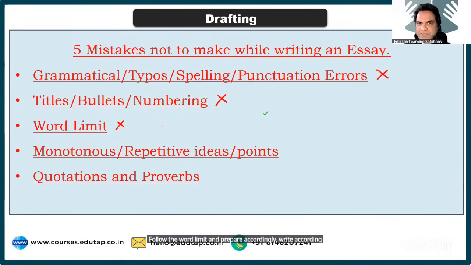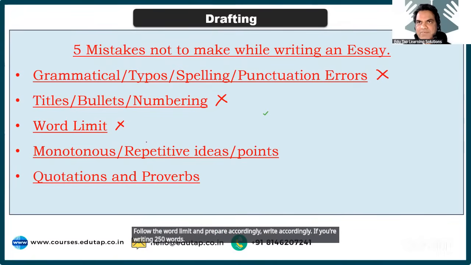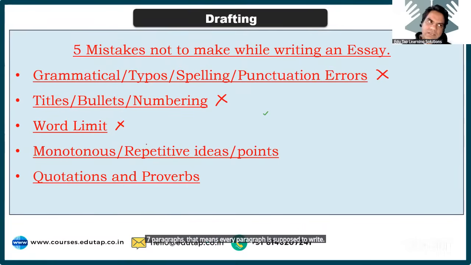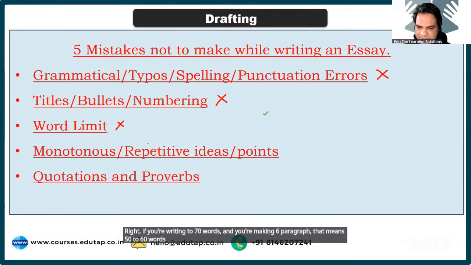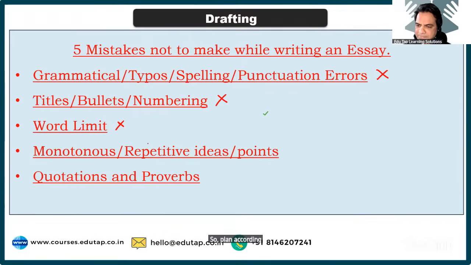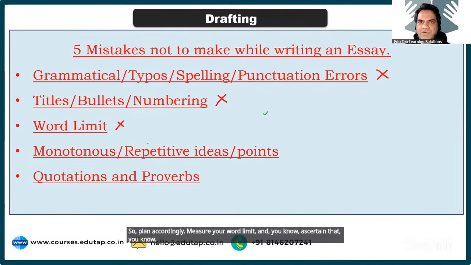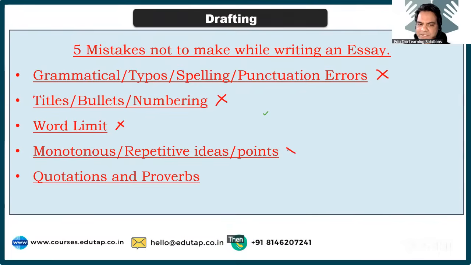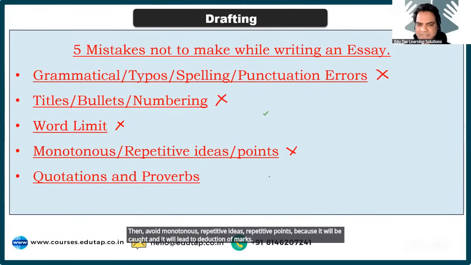If you're writing 250 words in 7 paragraphs, that means every paragraph is supposed to be 30 to 40 words. If you're making 6 paragraphs, 40 to 50 words, right? If you're writing 270 words and you're making 6 paragraphs, that means 50 to 60 words for every paragraph. So plan accordingly, measure your word limit, and structure your writing according to it. Then avoid monotonous, repetitive ideas and points, because it will be caught and it will lead to deduction of marks. So you can't repeat the same ideas.